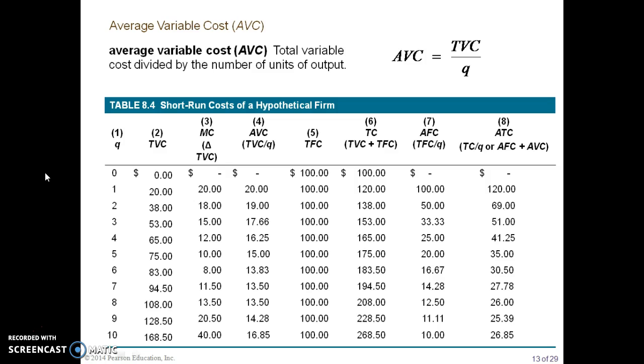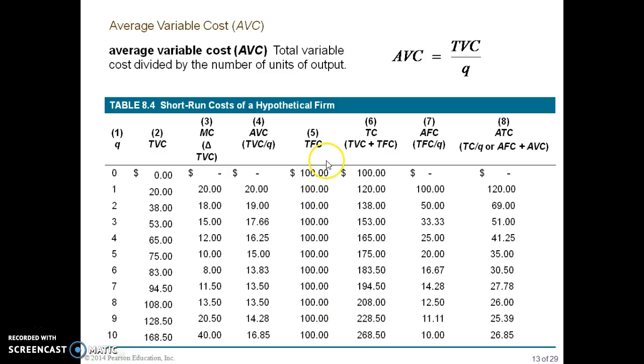Here's a hypothetical firm and its short run production costs. The reason these production costs exist is the fixed costs that are present in the market. You'll notice you have total variable cost, which continues to increase. You have marginal cost, which is the change in total cost. Average variable cost is the total variable cost divided by output.